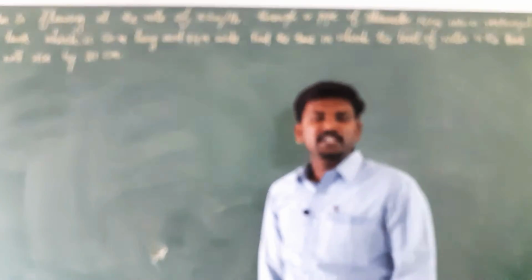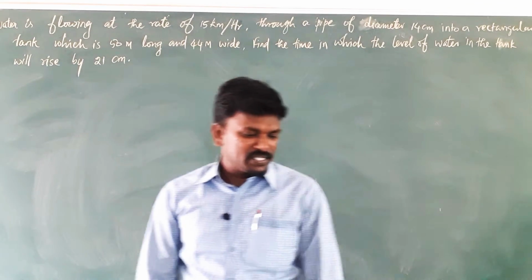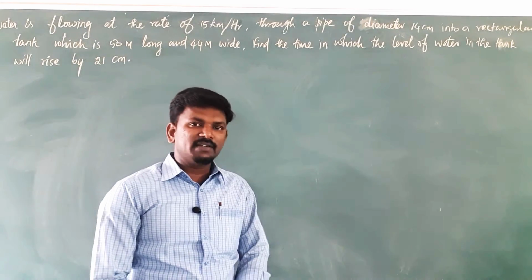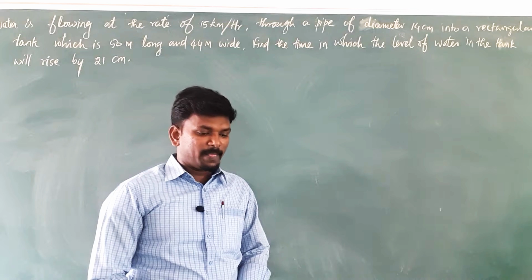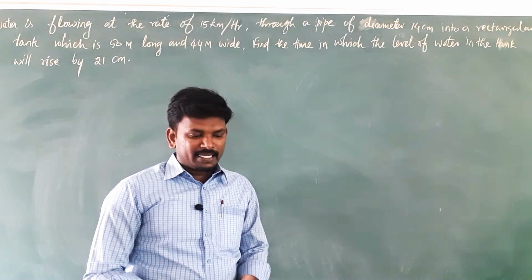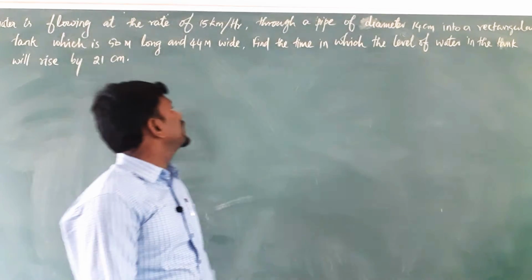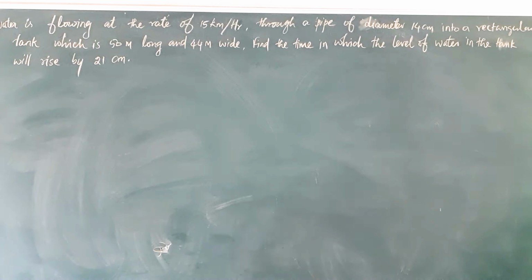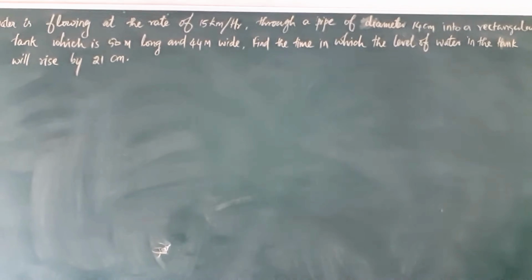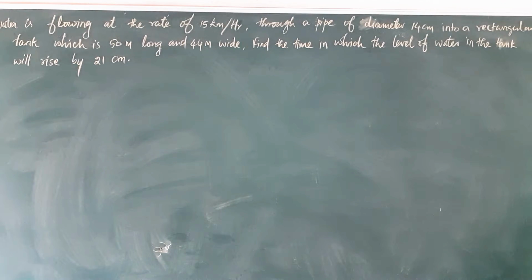Hello students, in this video we are going to see one interesting example exercise question which is given in your textbook. This is the second question in exercise 7.4. Water is flowing at the rate of 15 km per hour through a pipe of diameter 14 centimeter into a rectangular tank which is 50 meter long and 44 meter wide.